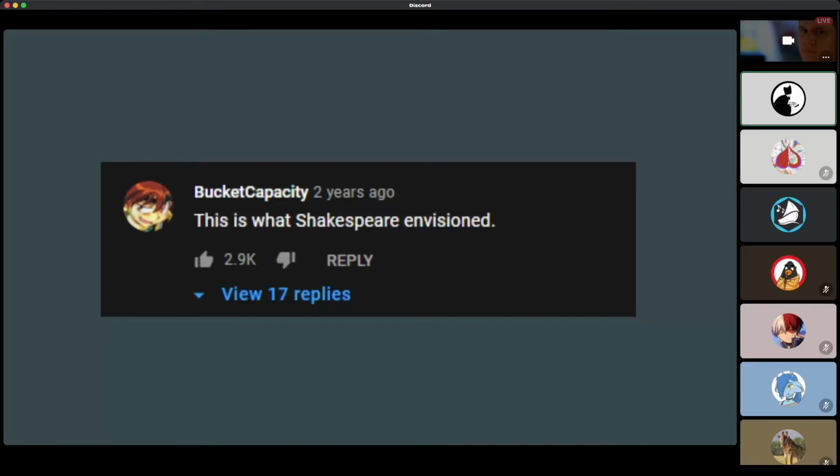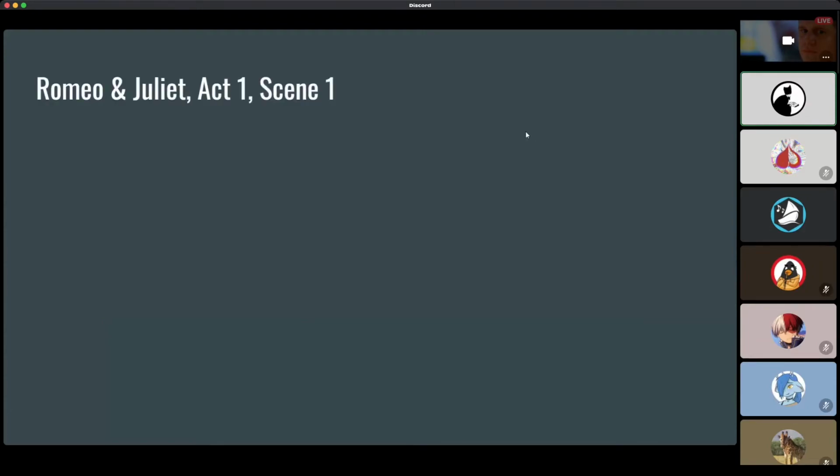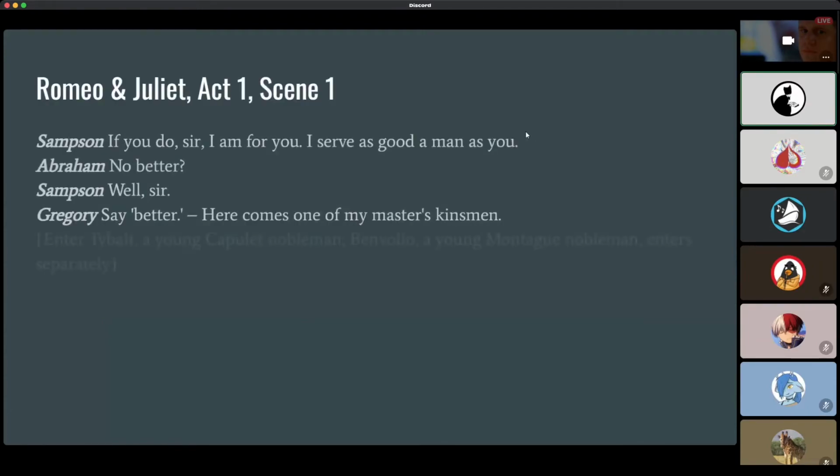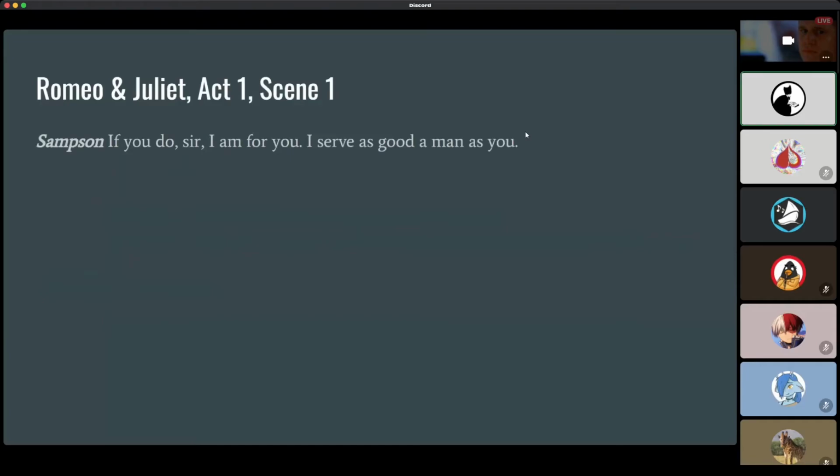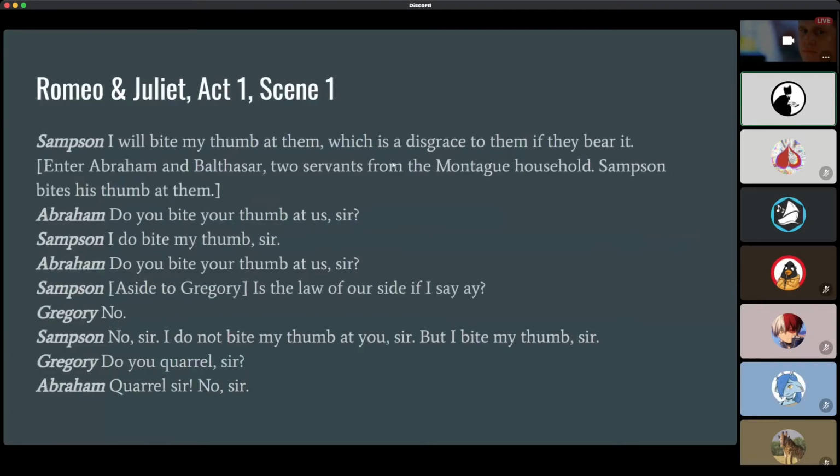But what I would also like to point out is the rendition of the scene, let me just go to this point. Where are we? No. Go back a bit. Right. So you see this, do you bite your thumb at us? Is the law of our side if I say I?